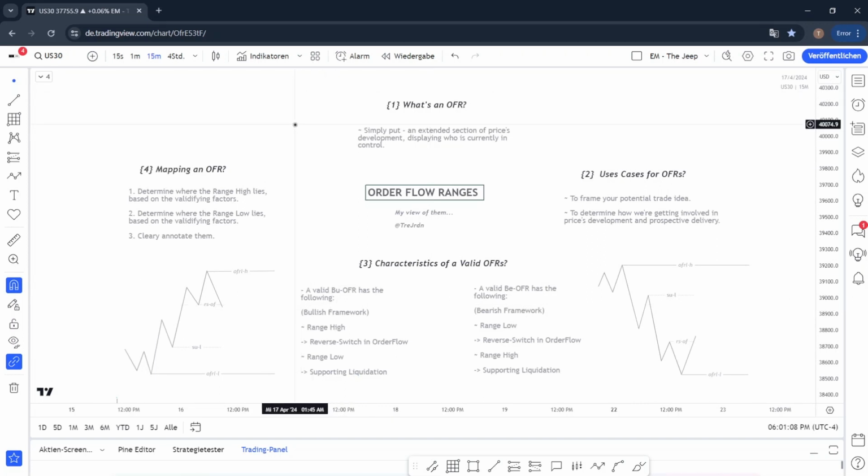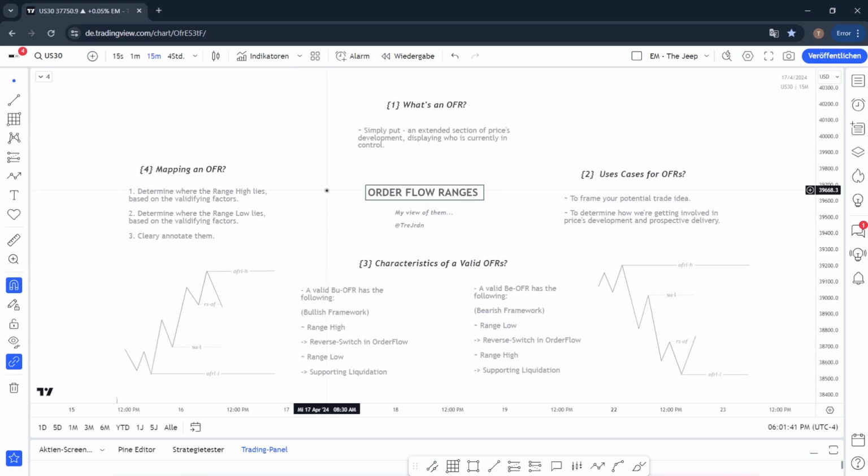So, simply put, it is an extended section of price's development displaying who's actually in control, who's currently in control. Either you have the bullish order flow being more dominant, or you have the bearish order flow being more dominant. Order flow ranges, in my view, function to elucidate, to make clear who's actually in control so we know how to navigate through price's development.